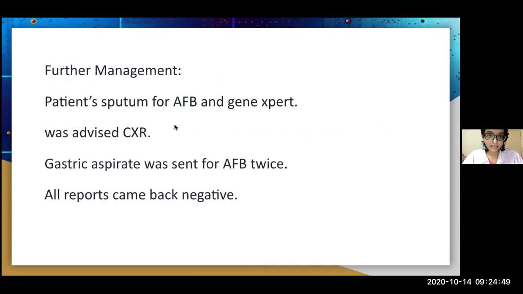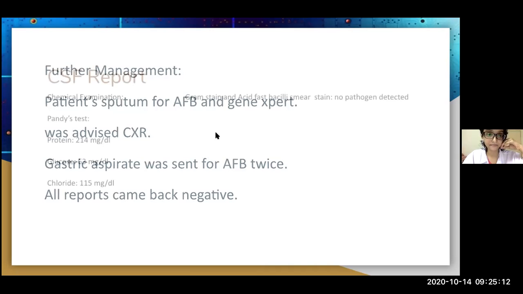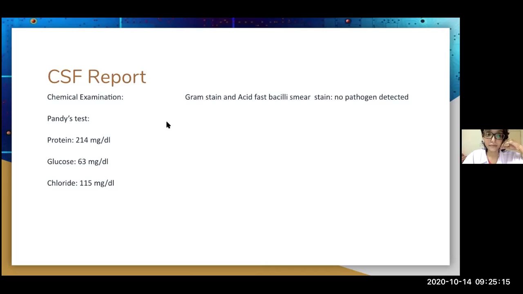So at this stage, the further management included collecting the patient's sputum for acid fast bacilli stain and GeneXpert, which is one of the best tests to detect tuberculosis. The patient was advised to undergo a chest X-ray. Gastric aspirate was taken for acid fast stain twice. All the reports came back negative. But the CSF report, the chemical examination, was suggestive of increased protein, 240 milligrams per dL, and slightly decreased chloride levels.